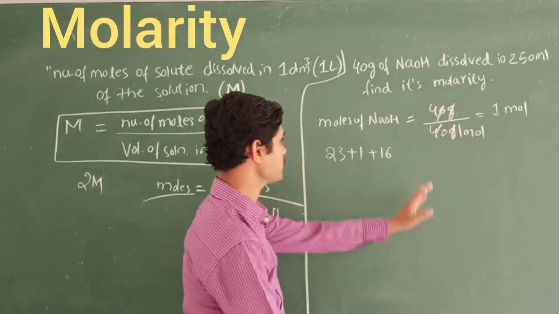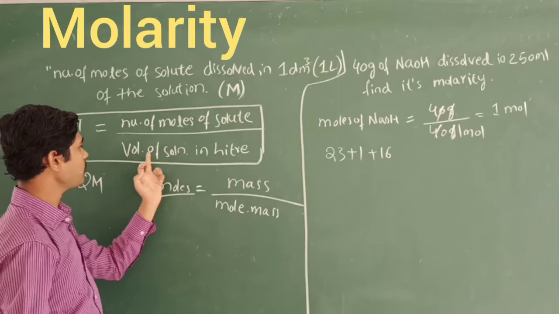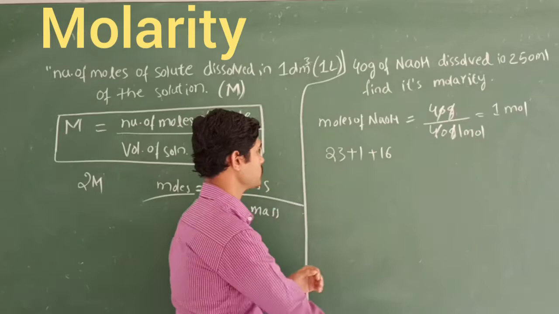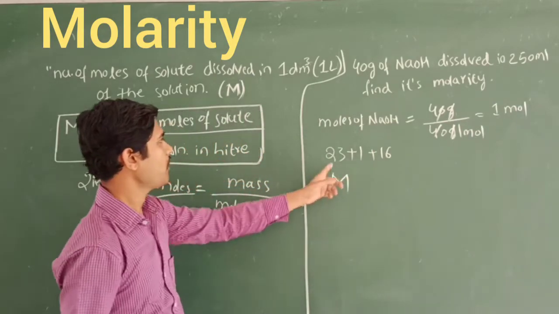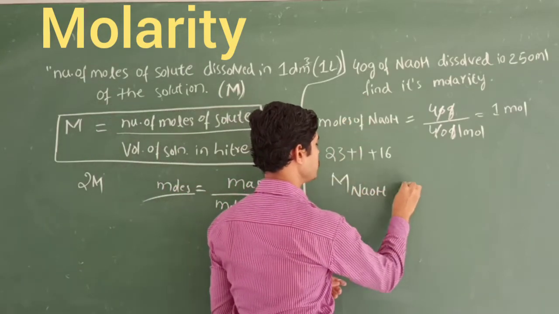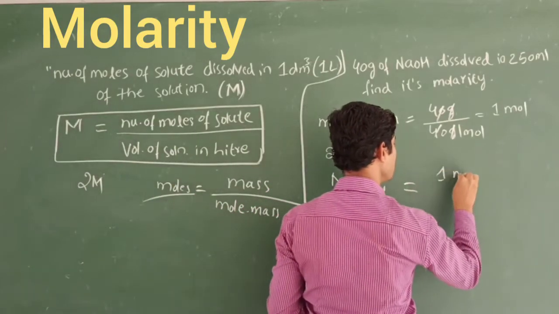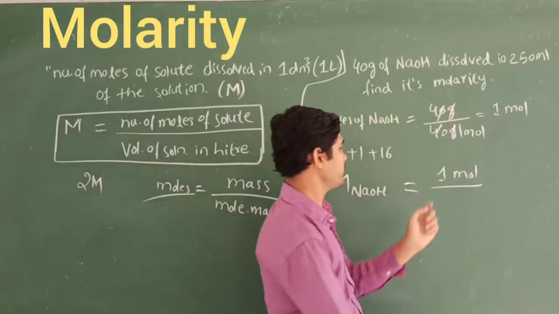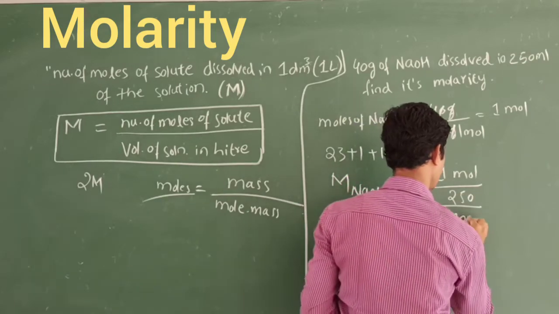1 mole I got. So now I substitute 1 mole of the solute, and volume of the solution in liter. It has been given as 250 ml, but we need it out of 1 liter. So you should write that. Therefore, molarity M of NaOH is equal to number of moles of the solute, that is 1 mole, divided by volume of solution in liter. It has been given as 250, but it is in 1 liter. So 1 liter is nothing but 1000 ml, right?